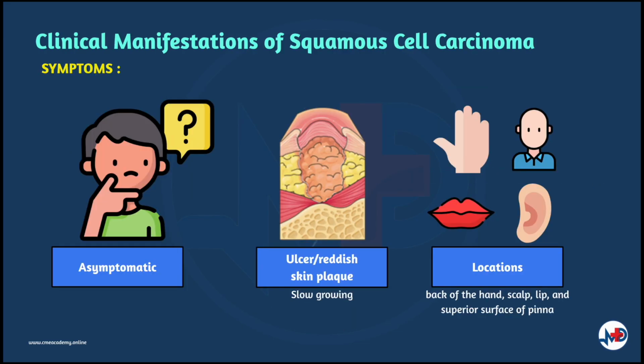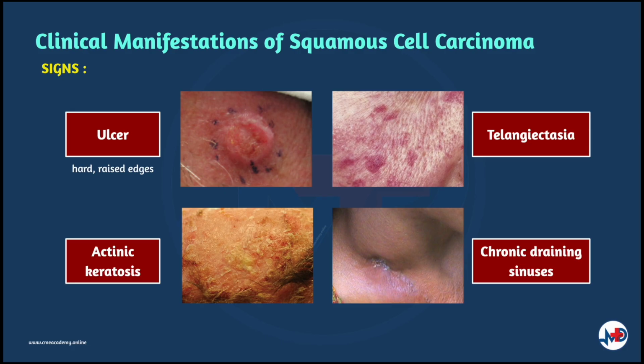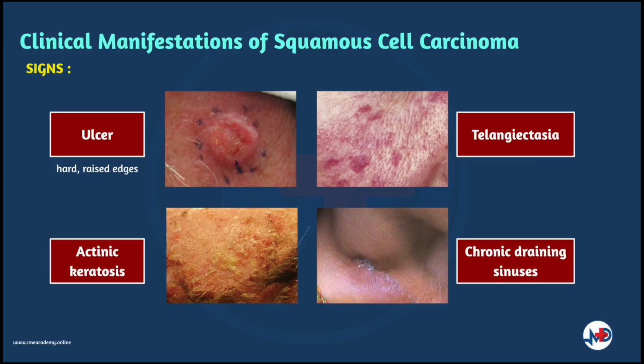This carcinoma may range from asymptomatic to presence of ulcers or reddish skin plugs. Such lesions are slow-growing and more frequently found at the back of the hand, scalp, lip, and superior surface of the pinna. Upon examination of this primary lesion, it is often ulcerated with hard and raised edges. There will be the presence of telangiectasia. Actinic keratosis is seen, which is the rough scaly patch on the skin which develops from years of sun exposure. Squamous cell carcinoma might result in chronic draining sinuses.